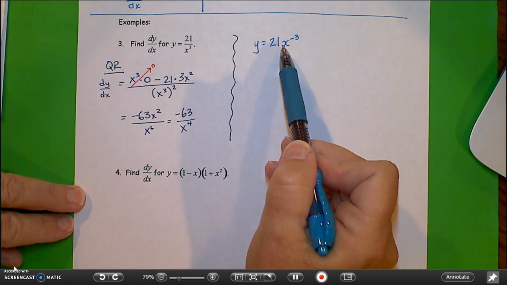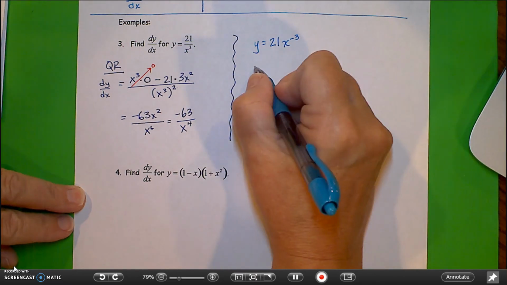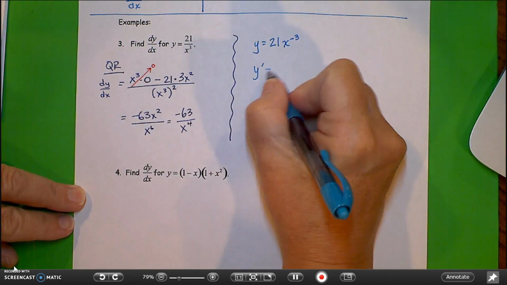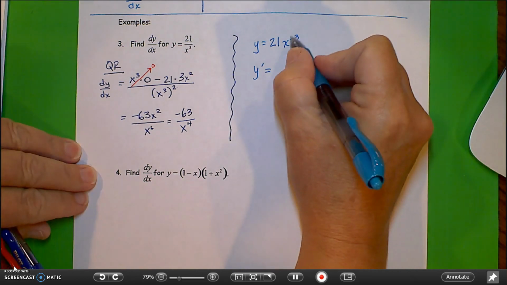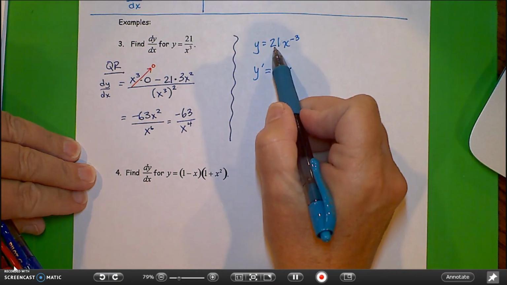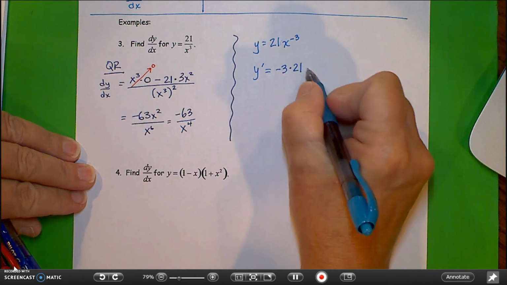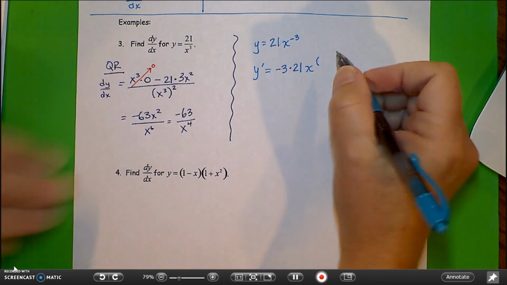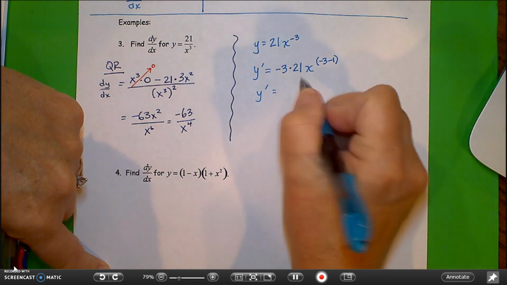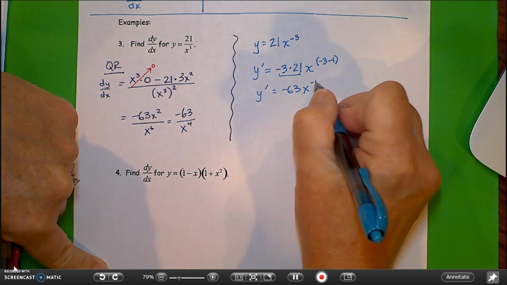The power rule that we learned doesn't care if the power is positive or negative. So we'll use the power rule to get y prime here, which is the same as dy dx, just a different notation. So y prime is equal to, what do we do? We take the power of the exponent, negative 3, bring that down in front, multiply by whatever coefficient is out in front, 21. The variable stays the same. And the new power, we have to subtract 1. So we have minus 3 minus 1. So y prime is equal to, let's see, this is minus 63 times x to the negative 4th power.